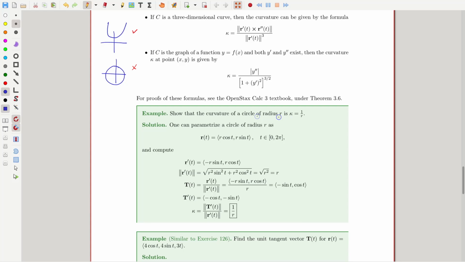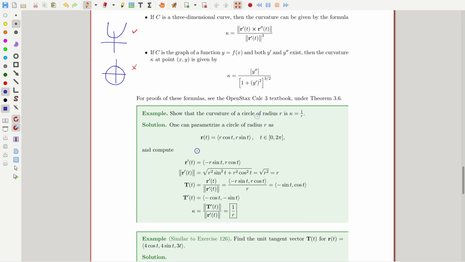Intuitively, you can think that if your circle has a smaller radius, it will have a higher curvature. If your radius is 1 versus 2, a circle of radius 2 has curvature 1/2, and radius 1 has curvature 1, so you do have the correct relationship. A smaller radius gives you higher curvature.